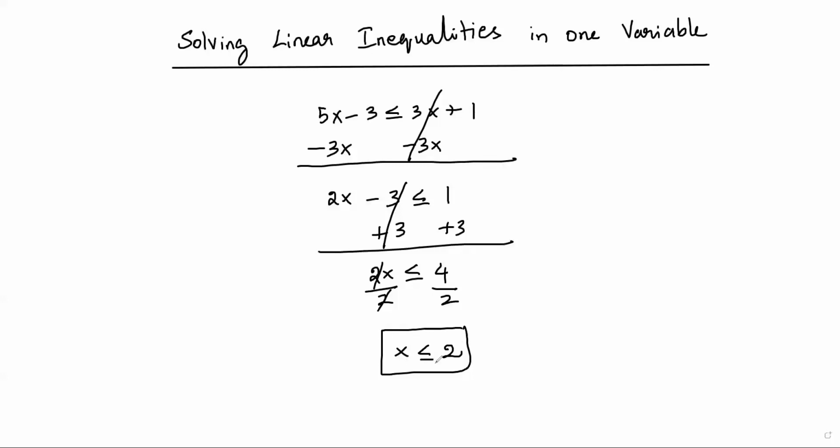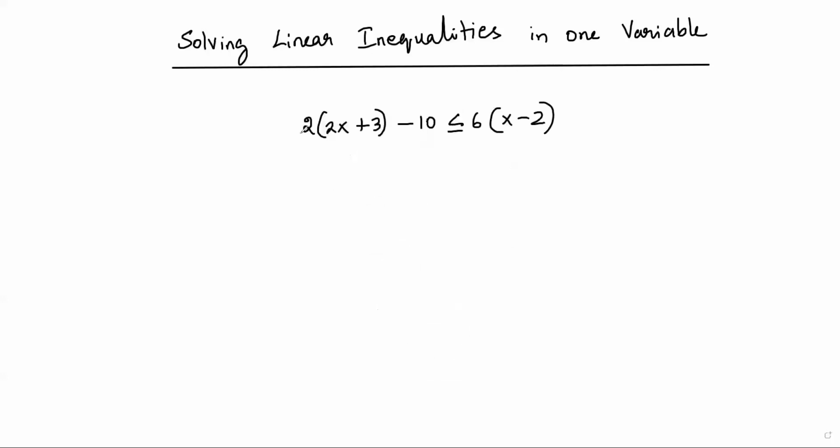Okay, now let's look at another example. Okay, in this inequality, first what we need to do is use the distributive property to distribute this 2 to 2x and 3, and this 6 to x and negative 2. First let's distribute this 2 to 2x and 3. When I do it, I'll be getting 4x plus 6. 2 times 2x is 4x, 2 times 3 is 6.